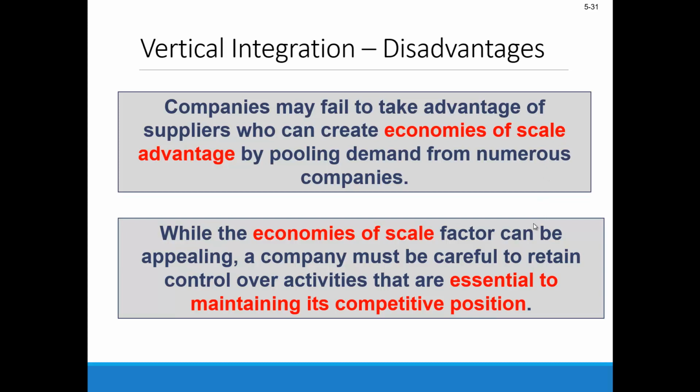However, while that is a potential factor that's appealing to firms, we also want to make sure we're careful to retain control over things that would be essential to maintaining competitive position. And that would relate most significantly to things like quality. So we think about luxury automobiles in my example, BMW, Mercedes, and so on. They'd certainly want to be careful that whoever they're buying their transmissions from, or their electronic components, or whatever piece of the car we're talking about, has the same quality standards that they themselves have. Otherwise, that's going to damage their brand if they start putting in subpar components to their automobiles.